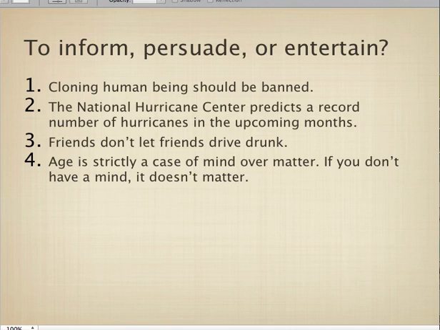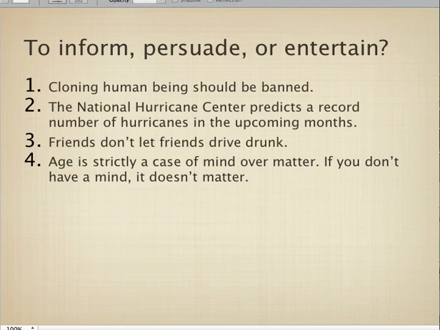Number three, "Friends don't let friends drive drunk." It's not entertaining and it's not informative. It's persuasive because it's stating an opinion. Now, I would hope that all of your friends encourage all of their friends not to drive while drinking, but it is an opinion. You could still do it.